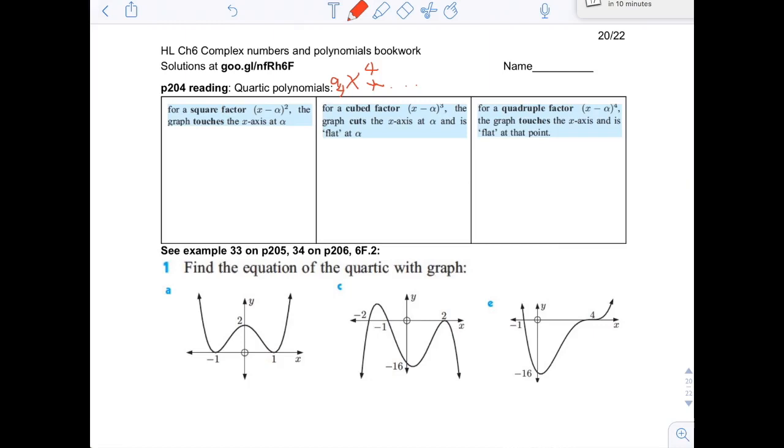Let's see. First we're going to talk about a square factor where the graph touches the x-axis at alpha. We're talking about a quadratic here, right? It's got a 2 there. We're going to work up to a fourth degree square factor or quadruple factor. So first I'm going to draw the square factor.